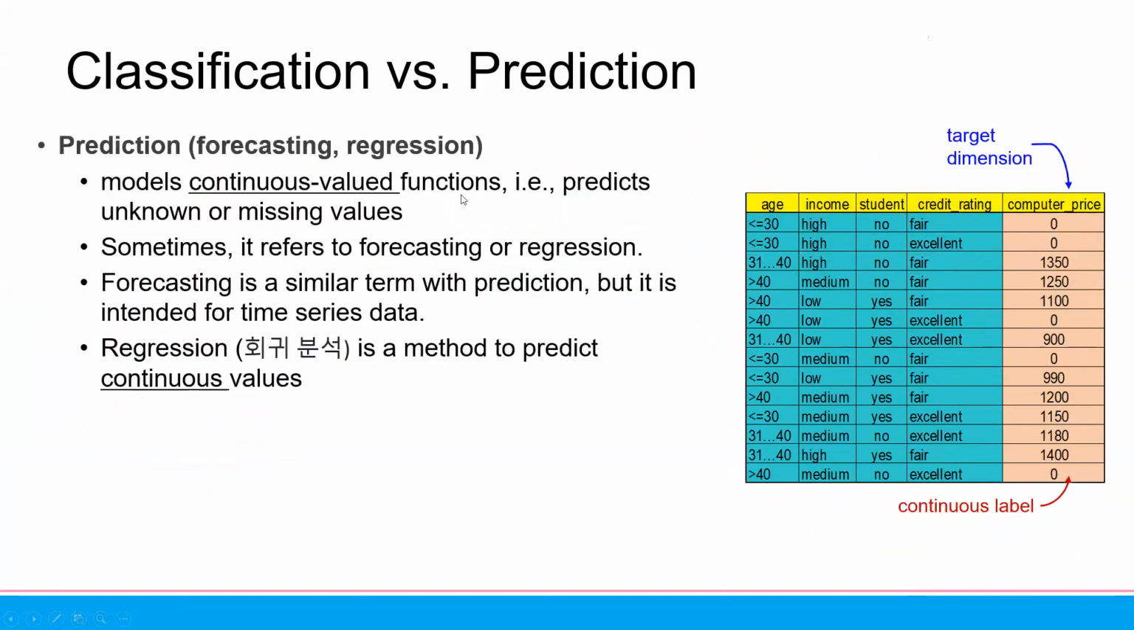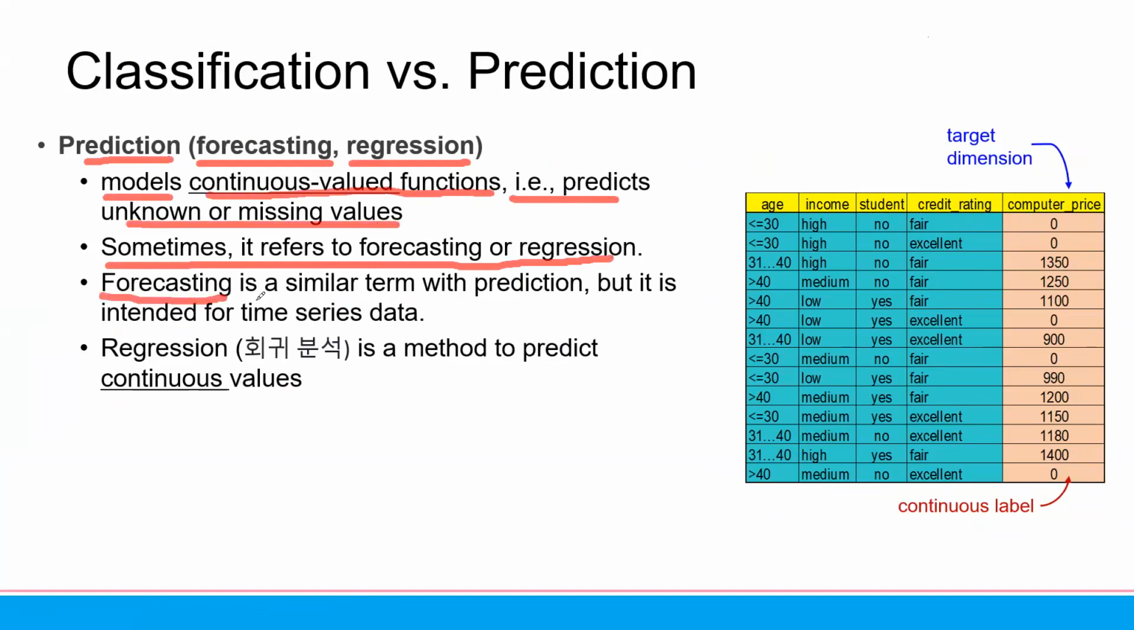If we are dealing with the prediction, so sometimes some literatures they mention forecasting, or sometimes it is regression. So let's see the difference. If it is prediction, we want to model the continuous value function. That is, predict unknown or missing values. Sometimes it refers to forecasting or regression.